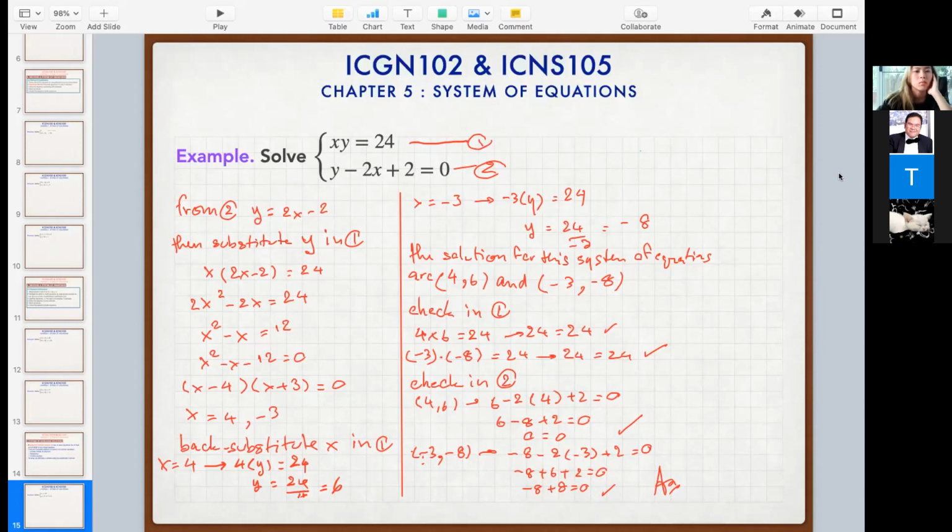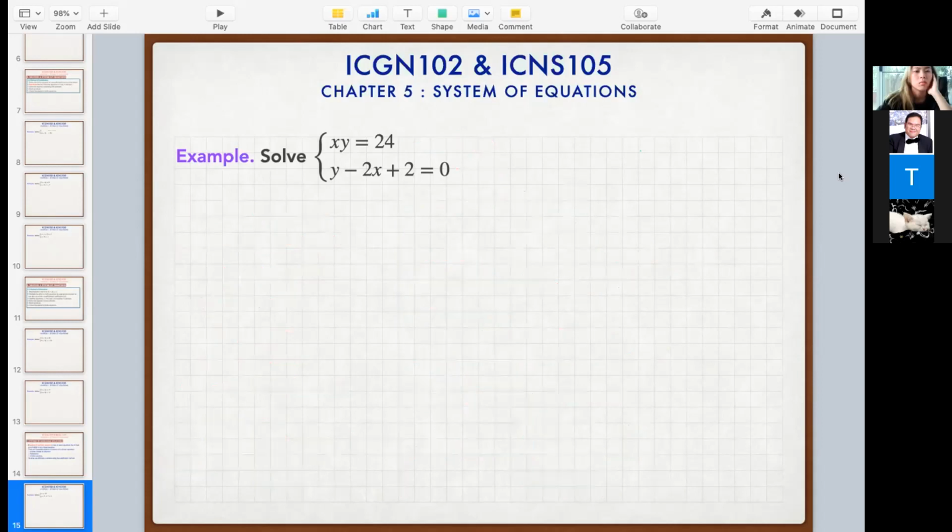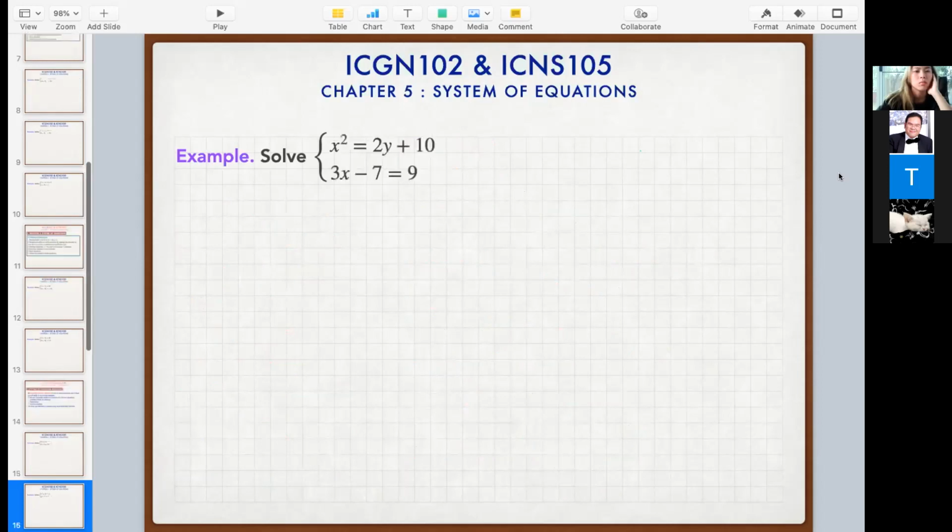Okay, then any questions for this example, everyone? If you don't have any questions, now I want you to solve the next example by yourself.